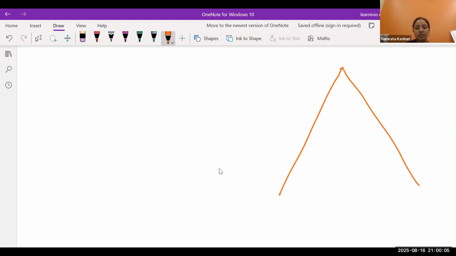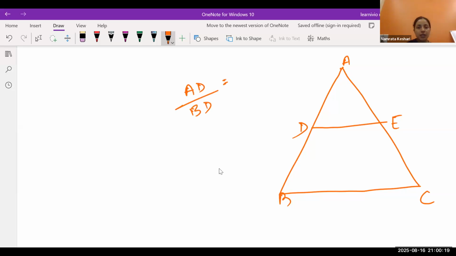The converse of the basic proportionality theorem says that if you have a line such that the ratio is the same, AD by BD is equal to AE by EC, then this line is not a random line, it must be parallel to BC. Again, the basic proportionality theorem says if parallel, then the ratio is the same. And this says if the ratio is the same, then parallel. Making sense? Okay, let's start solving questions.